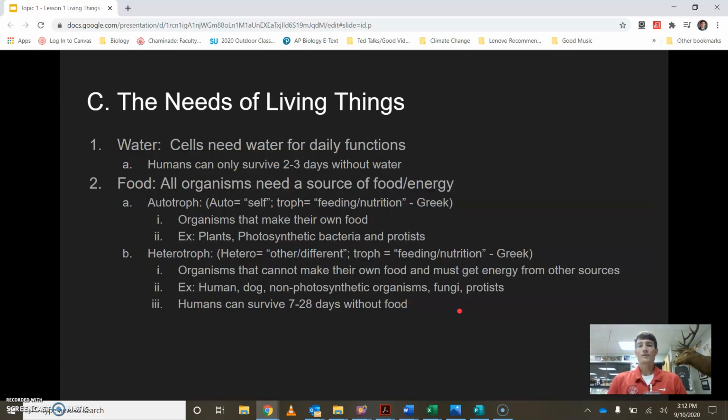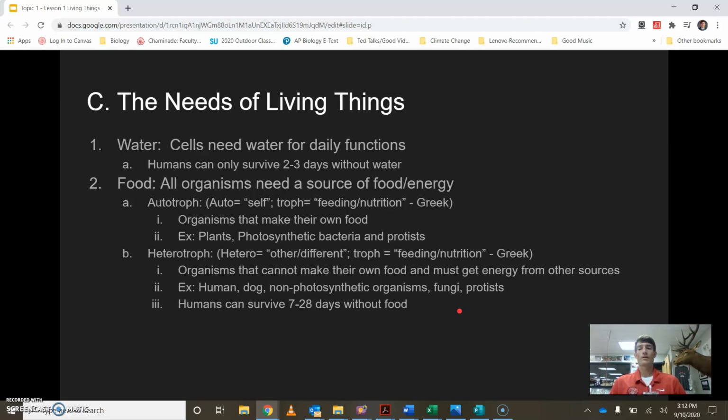Lastly, guys, we're talking about the needs of living things. So this is different than the characteristics. There's 6 characteristics of living things. The needs of living things are water, which is our first one, which we are needing for daily functions of our cells. And humans can only survive 2 to 3 days without water.